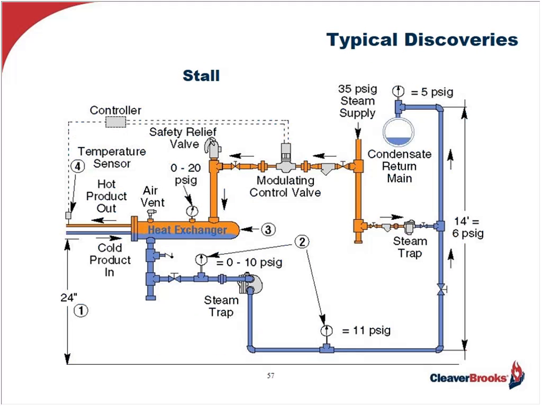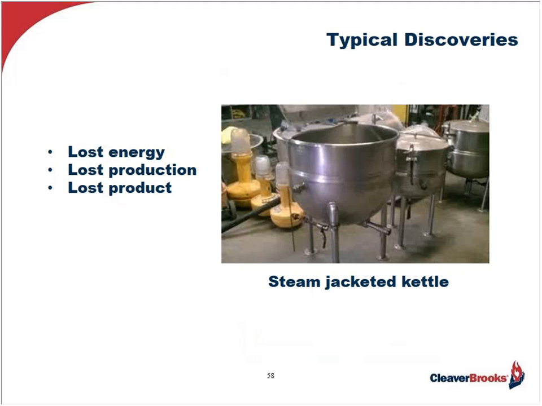Now, here's another common discovery. It's a phenomenon that we refer to as stall. In this situation, they are incurring intermittent product heating problems caused by the trap on the downstream side of the heat exchanger losing its differential, allowing condensate to back up into the heating unit and thereby lose its heat transfer capability. So that's a separate shell and tube heat exchanger that I'm showing you here. But it can also happen in a jacketed steam kettle, as you see in this particular case. But in any case, the result is the same. Lost energy, lost production, and most probably lost product.